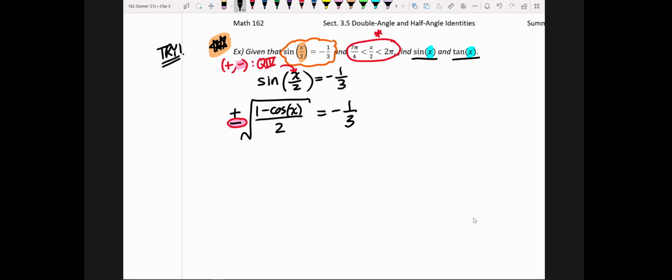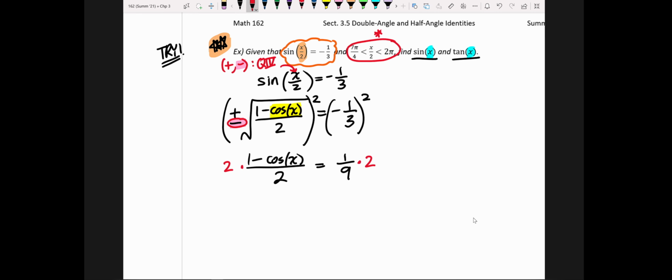Okay, so Stephanie, what's the first step in isolating cosine of x? Squaring both sides to get rid of the square root symbol. That's right. We need to square both sides. So (1 minus cosine of x) over 2 is equal to 1/9. Okay, so now let's use our algebra skills. Multiply both sides by 2. 1 minus cosine of x is equal to 2/9.